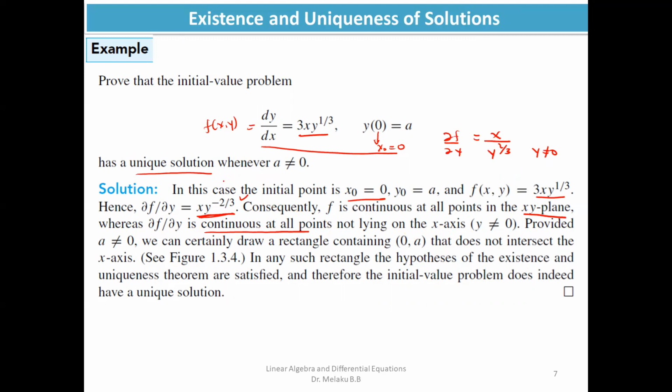Therefore, just to have a unique solution, we have said that the partial of f with respect to y must also be continuous on a certain rectangle. In this case, the rectangle shouldn't include the x-axis, or the line y equal to 0. If it includes the x-axis, we will not have a unique solution according to the existence and uniqueness theorem. But if the rectangle doesn't contain the x-axis, it is okay, because the partial of f with respect to y will be continuous in that rectangle.